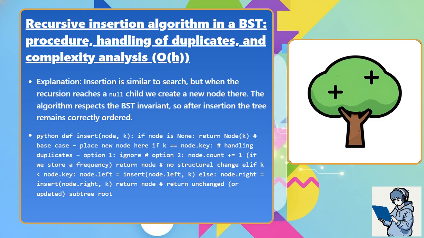def insert(node, k): if node is None: return node(k) # base case, place new node here. if k == node.key: # handling duplicates, option 1 ignore, option 2 node.count += 1 if we store a frequency. return node # no structural change. elif k < node.key: node.left = insert(node.left, k). else: node.right = insert(node.right, k). return node # return unchanged or updated subtree root.